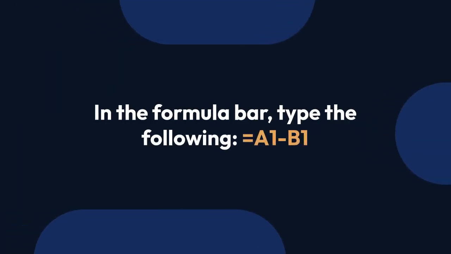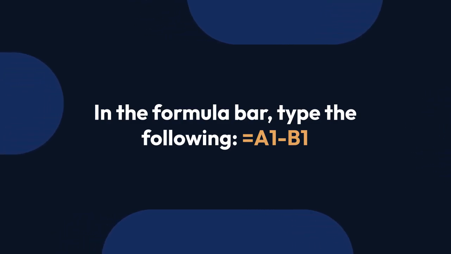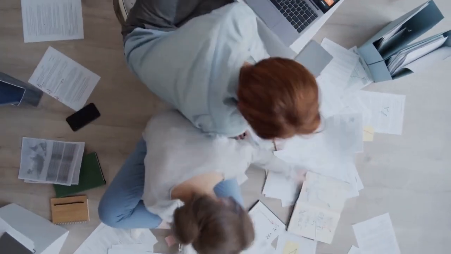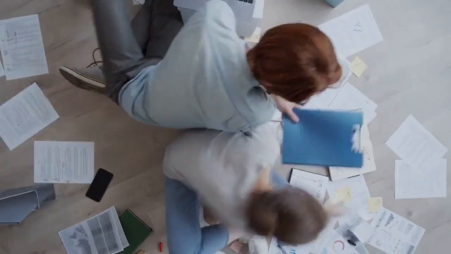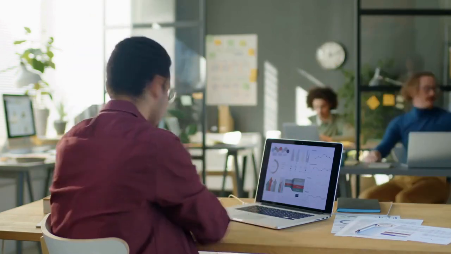2. In the formula bar, type the following: =A1-B1. This formula tells Excel to take the value in cell A1 and subtract the value in cell B1. 3. Press Enter. Excel will calculate the difference and display it in cell C1.